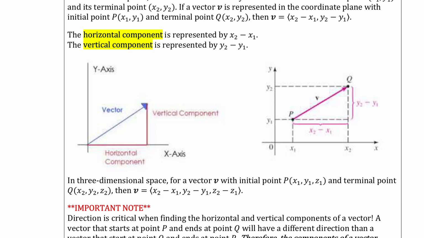Be careful, do not subtract it the other way around. It's always the terminal point minus the initial. If you do it the other way around, you're going to get what we call an opposite vector, and that would be a vector that's going in the other direction. The magnitude would be the same, but the angle would not be.